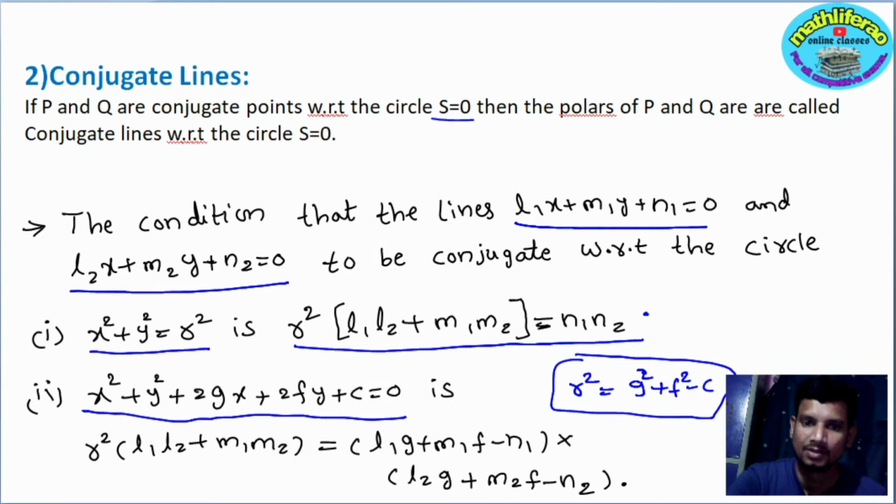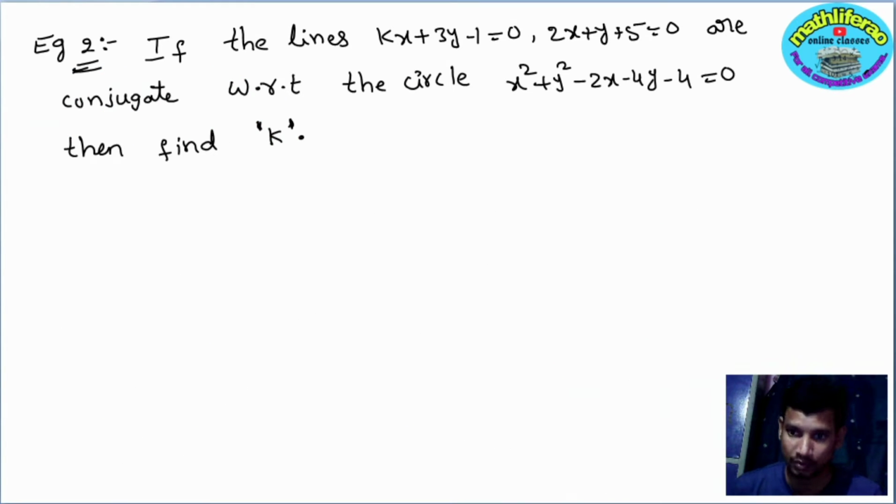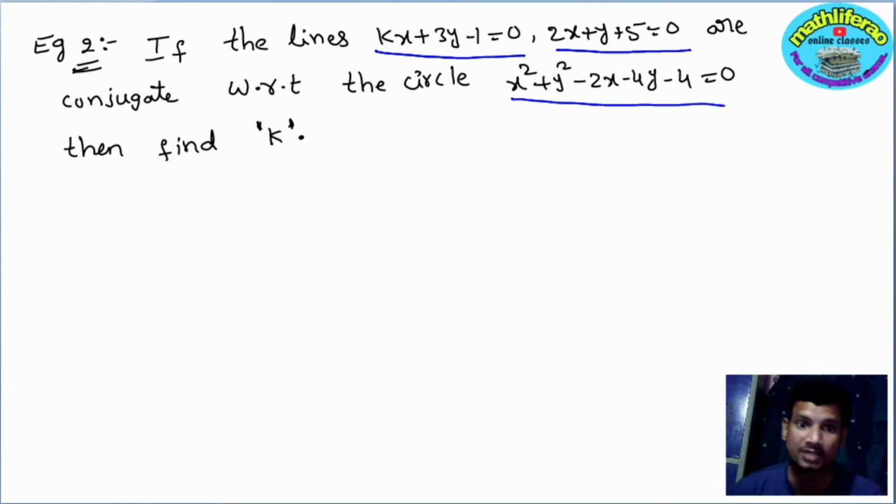Okay. So next, one example for conjugate lines. If the lines kx + 3y - 1 = 0 and 2x + y + 5 = 0 are conjugate with respect to the circle x^2 + y^2 - 2x - 4y - 4 = 0, then find the k value. Given lines are conjugate lines with respect to the circle.